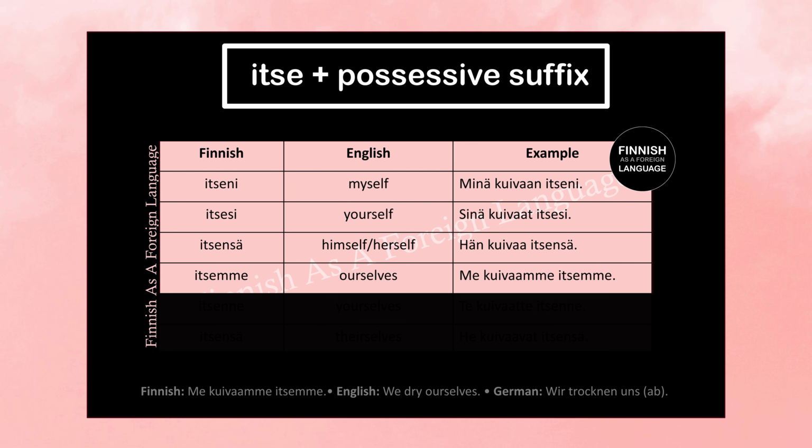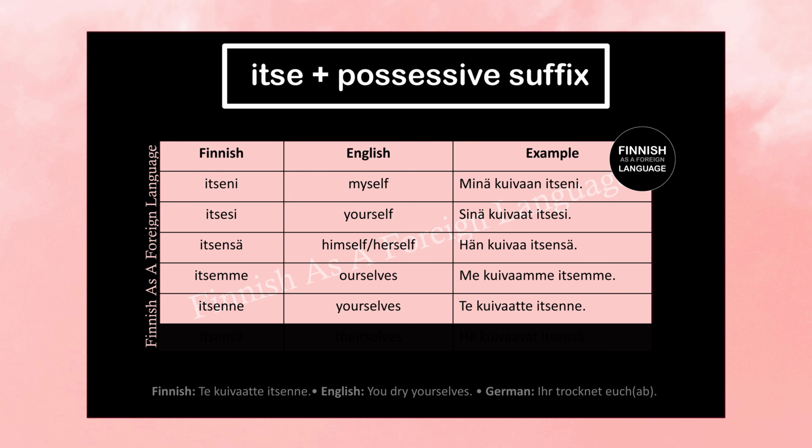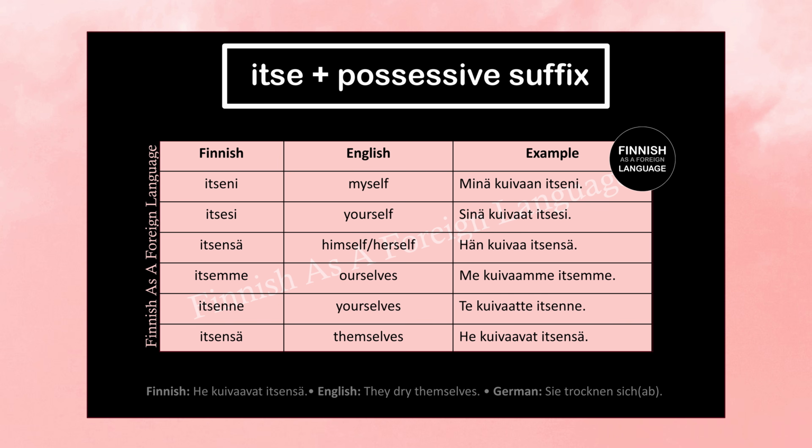Itsemme means ourselves. For example, me kuivaamme itsemme. We dry ourselves. Itsenne means yourselves. For example, te kuivaatte itsenne. You dry yourselves. And again, itsensä. For example, he kuivaavat itsensä.